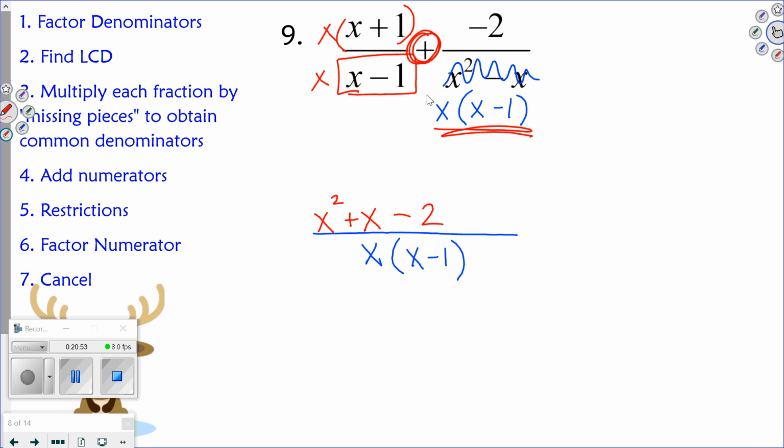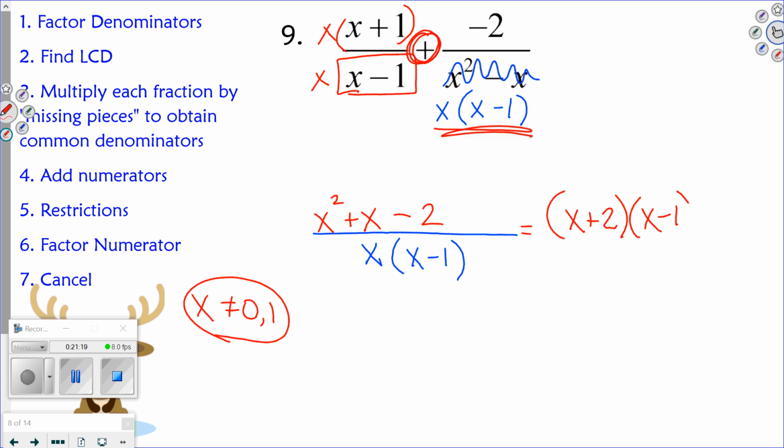Questions to that point? Stop me if you're not okay. All right, so step 4, add numerators. Any like terms put together? Nope. Step 5, restrictions. X cannot be 0 and positive 1. Step 6, factor the numerator. Does that factor? Yeah, that's going to factor. It's going to be x plus 2 and x minus 1.